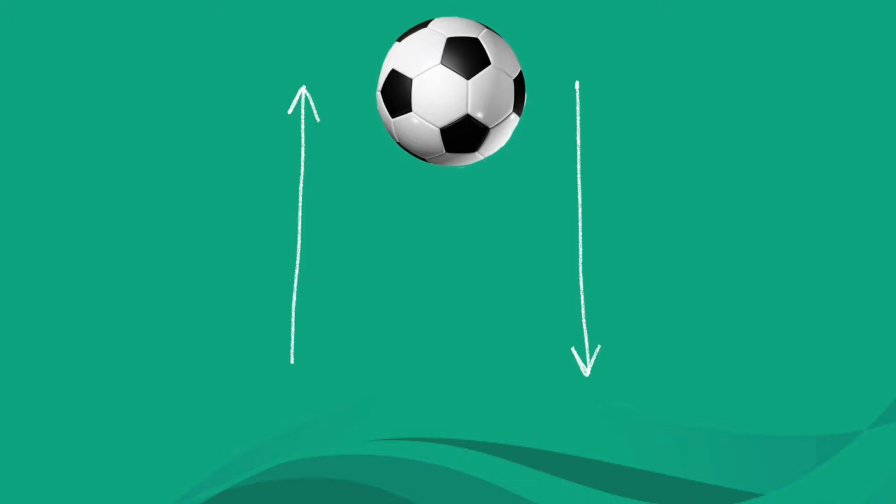And here is the easy concept of the projectile. Here's the ball going upward and downward. Instead of only going upward and downward, it's going upward and downward and going to the right at the same time, like this.